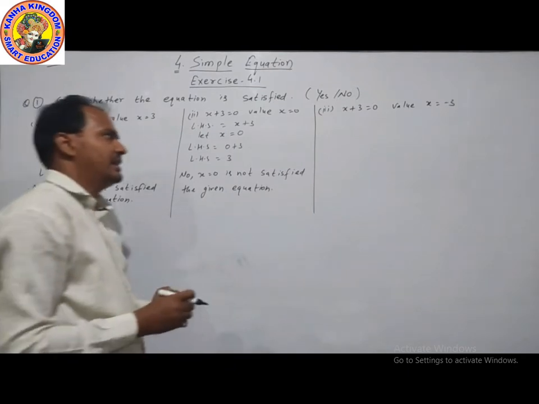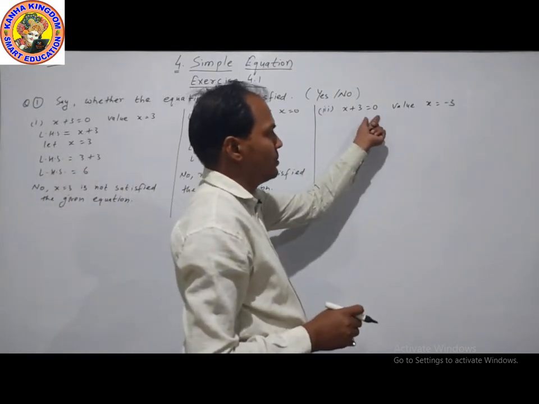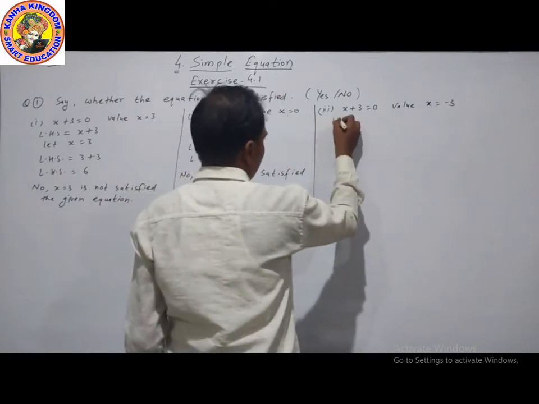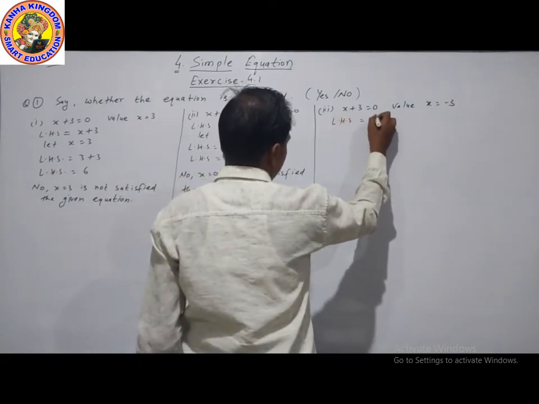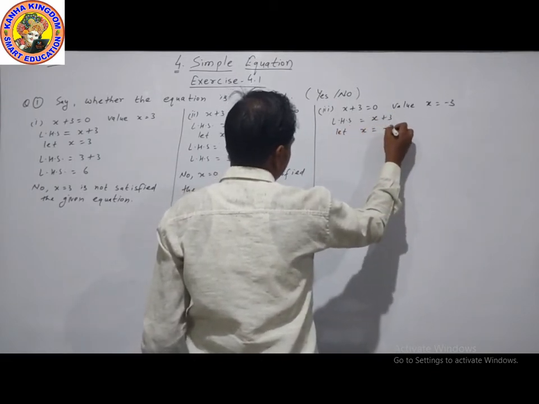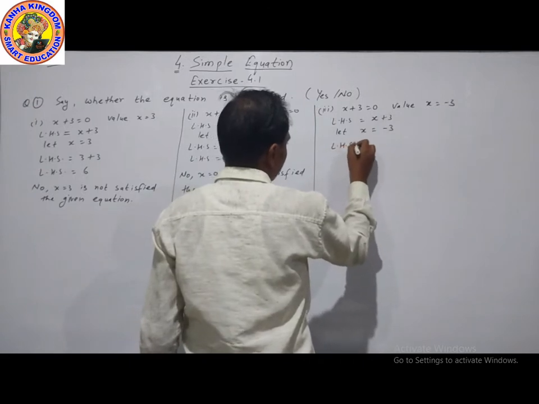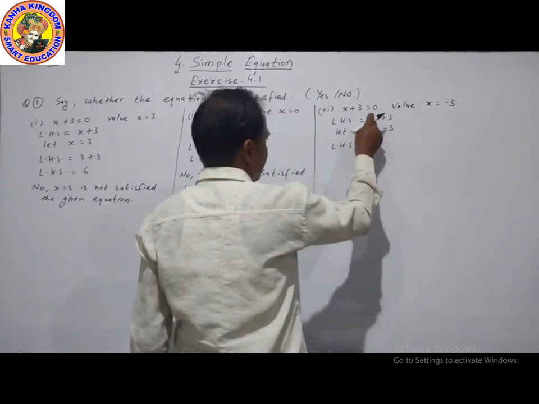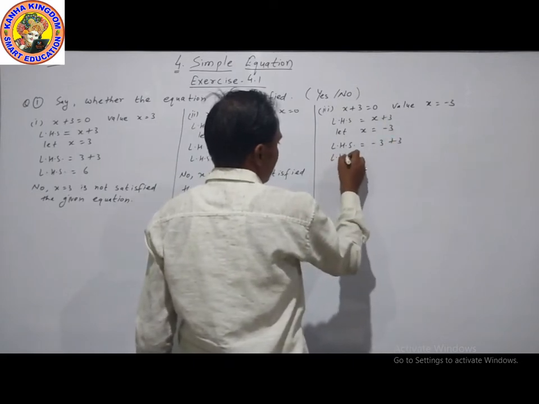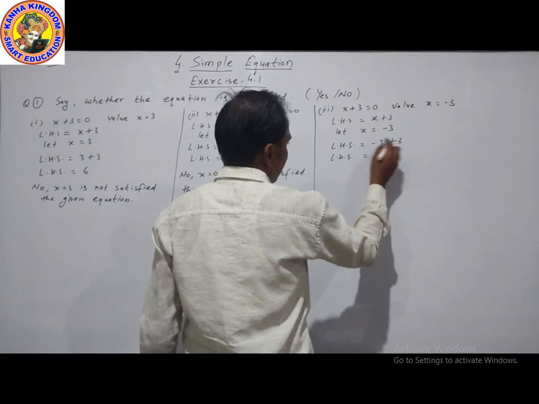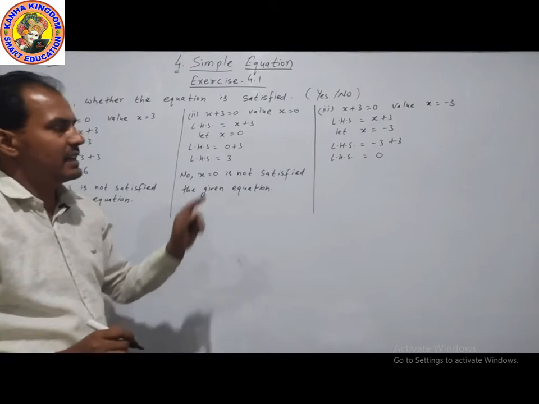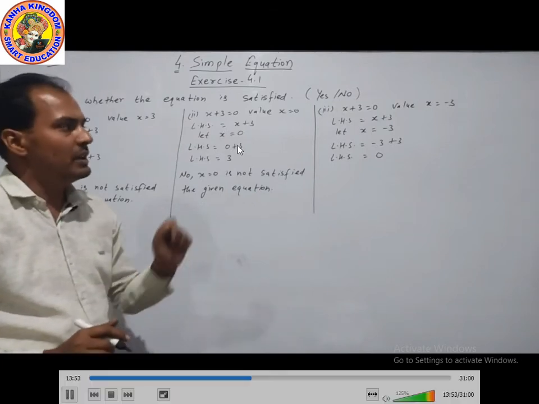Now our third one is x plus 3 is equal to 0 and value of x is minus 3. Our left hand side says x plus 3 and the question says the value of x is minus 3. So now in left hand side putting the value of x, minus 3 and then plus 3. The answer of left hand side is minus 3 plus 3, 0, and right hand side is 0. So left hand side and right hand side are equal, so the value is correct.